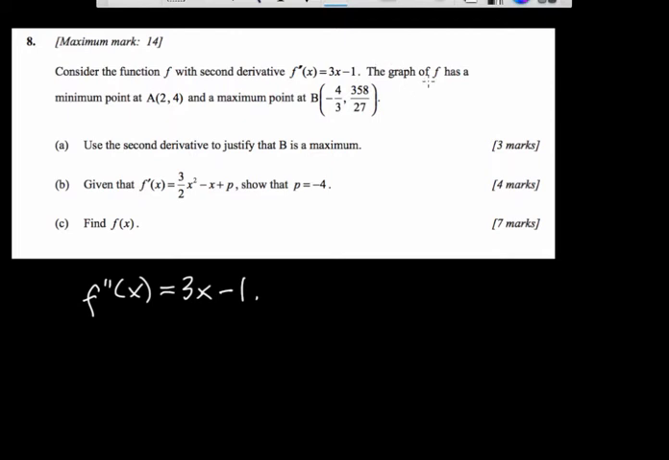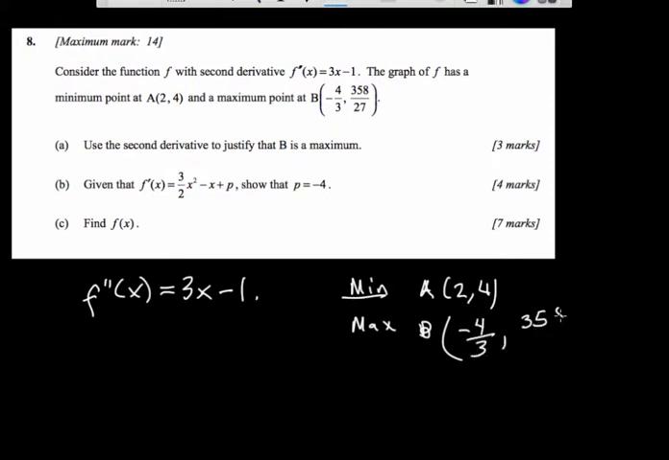They tell us that the graph of f has a minimum point at A, (2, 4). So there's a minimum at point A, which has coordinates of (2, 4). That's a minimum. And then there's a maximum at B, (-4/3, and then this ugly fraction right here). Okay, that's all the information they give us. We can use all of these clues to solve the problem.